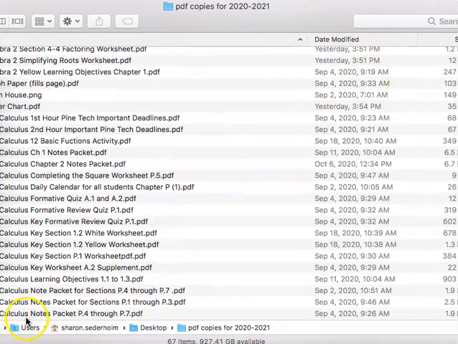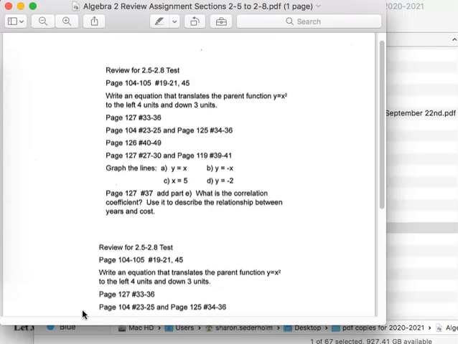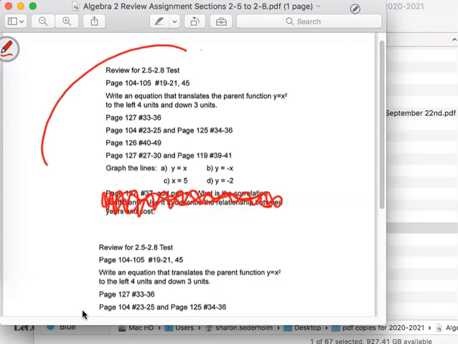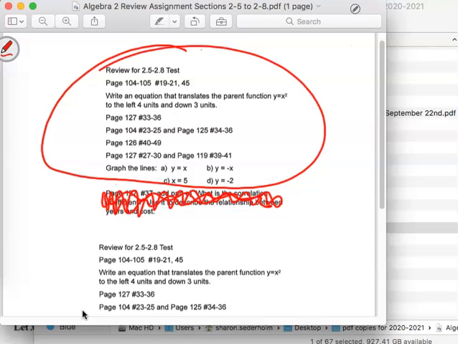Well, I'm going to stop the recording. All right, so here's the review, but this is the problem that you were already tested on from section 2.5, so you don't need to do that. There's the review assignment.